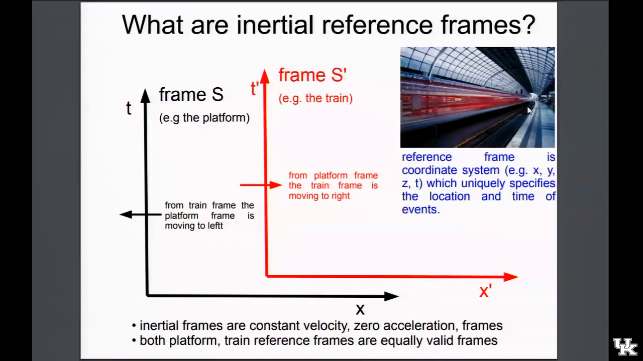The word inertial that we tack on at the front of reference frames is simply that we're talking about reference frames that are not accelerating, that are moving with constant velocity. So that's all that word inertial is. It's just the code word for that.